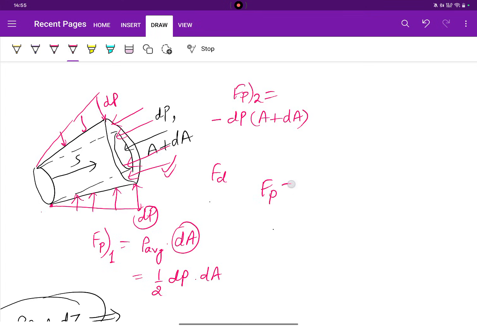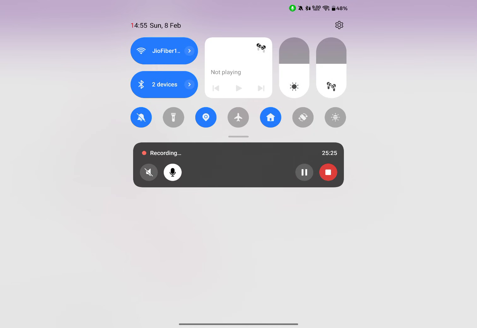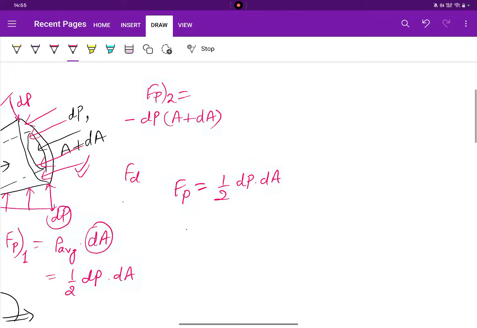So what would be the net force along the streamline? Half dP into dA minus dP into A plus dA. I hope it is recording, right? Yeah, I have checked that. Do not press the record and have all the effort wasted, right?